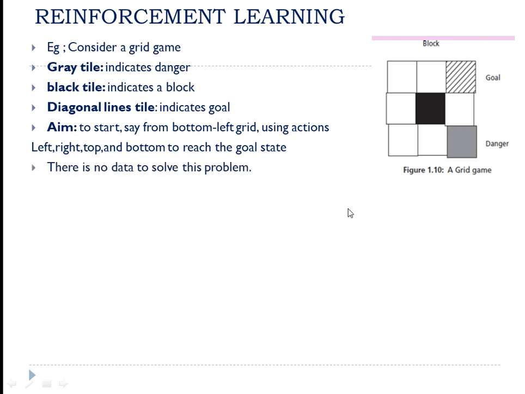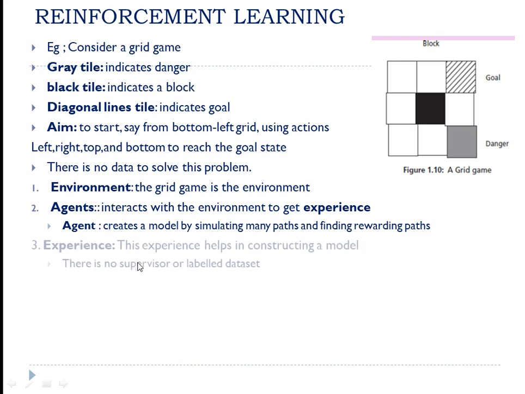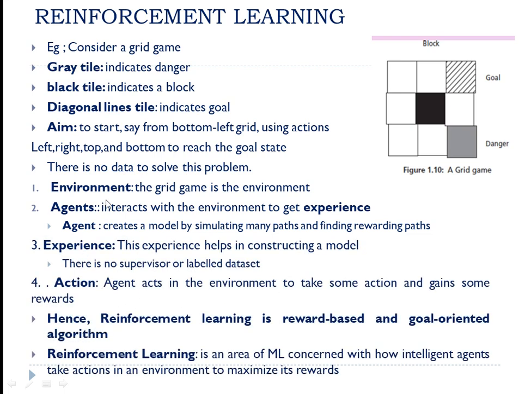What we are learning here is that there is no data in reinforcement learning. That should be very clear. In supervised, semi-supervised, and unsupervised learning, I am giving training data, but there is no training data here to solve the problem. You have an environment, you have an agent, you have experience and action. So these are the 4 key terms. Environment is basically the grid game. So the grid game is the environment.